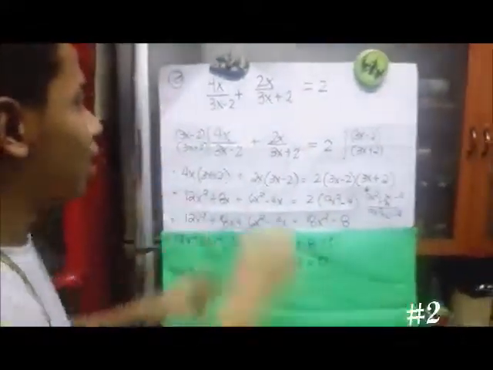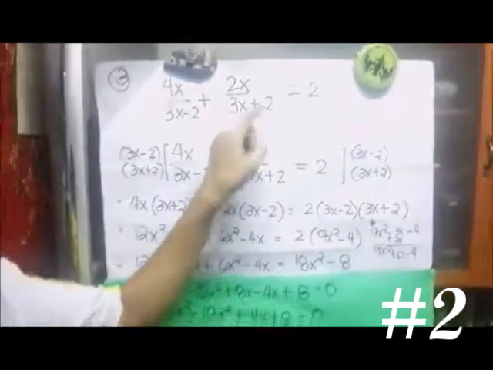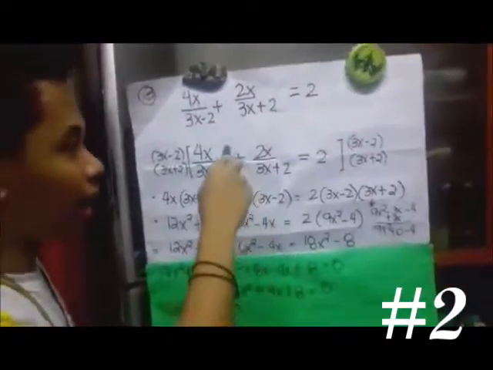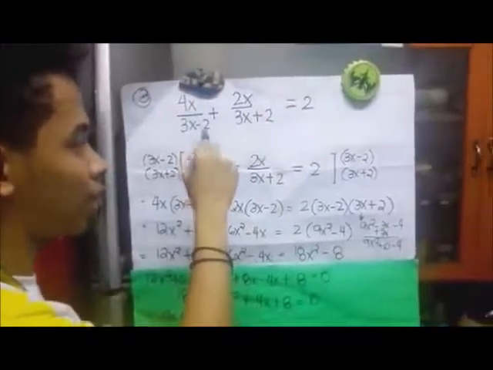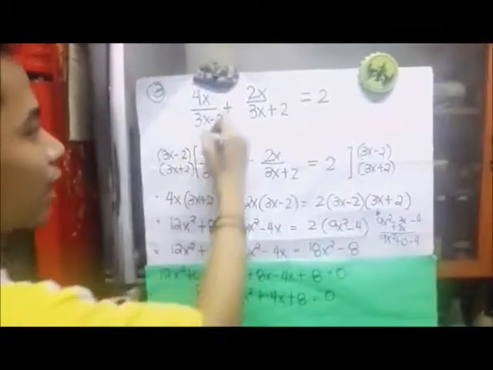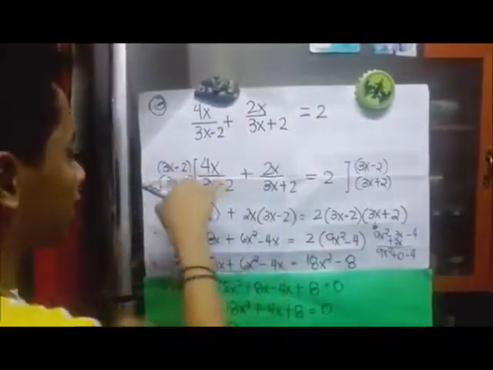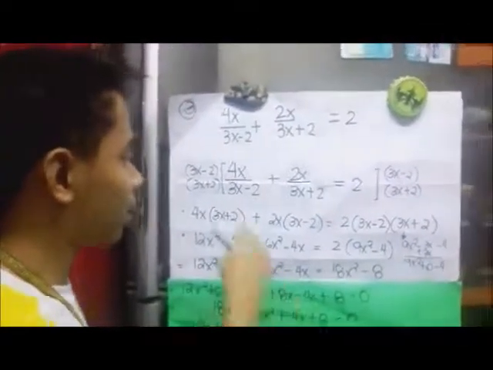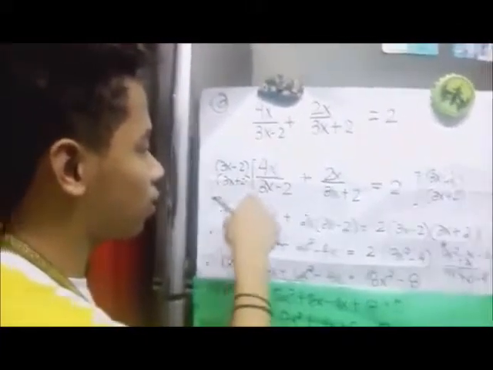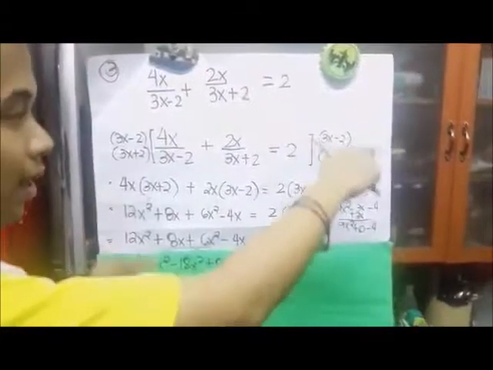Given is number 3. Binigay sa akin, sir. 4x over 3x minus 2 plus 2x over 3x plus 2 is equal to 2. So, get the LCD or least common denominator. So, since na, ayan, magiging factor nito, ayan. Multiply both sides by 3x minus 2, 3x plus 2. Yan, yan na, di ba?